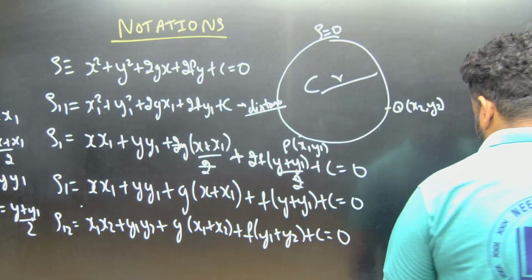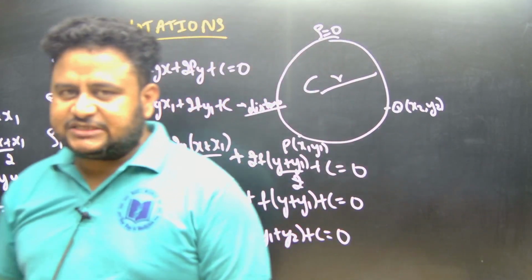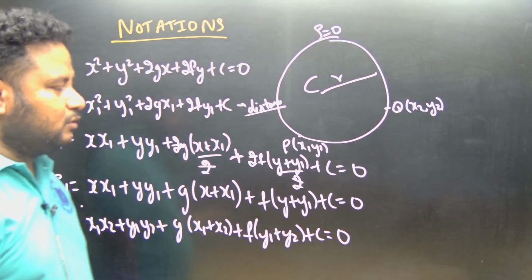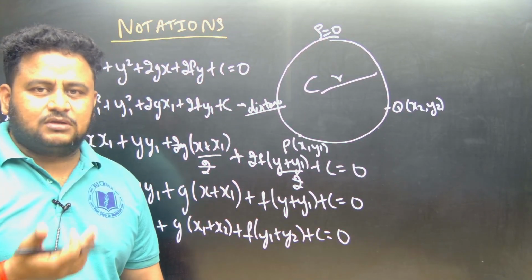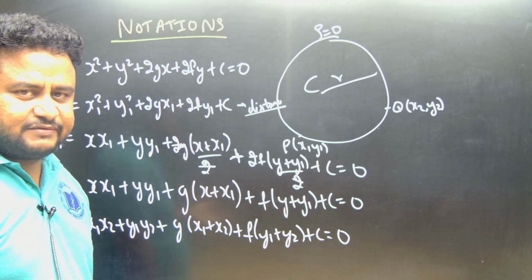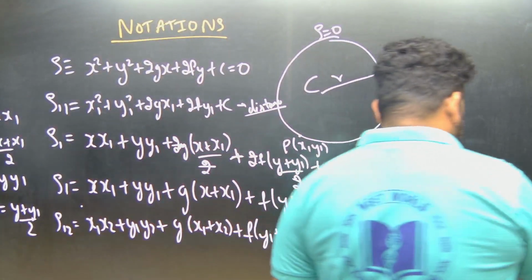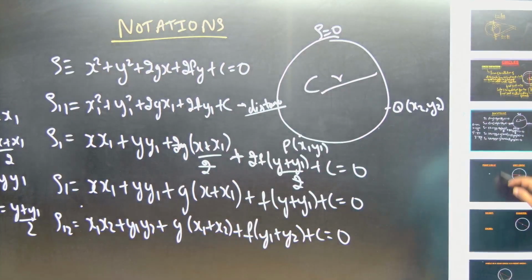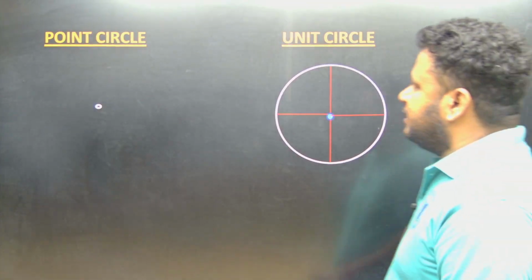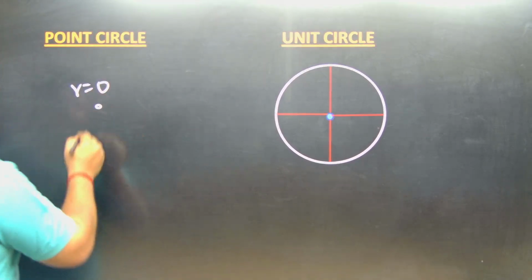So what we studied: the definition of the circle, the general equation, and also the standard equation. What is a point circle, and also the circle whose center is at the origin, whose standard equation is different from the general equation. All these things we studied. Now, let us proceed further. See, there is a point circle. I already told you, its radius is 0.